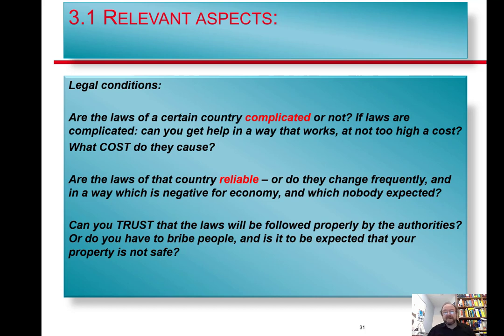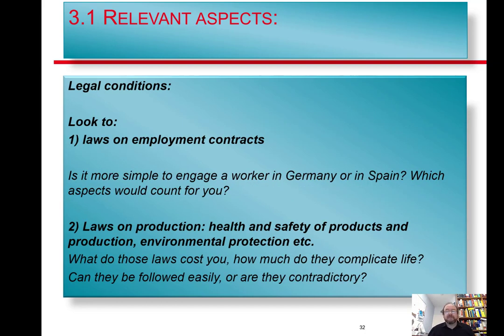If, on the other hand, you have rules where many doubts are still connected, you don't know how a court will understand them when it comes to the worst, then this is not so attractive. All that plays a role, naturally. Laws on employment contracts, you will compare that. Is it simpler to engage a worker in Germany or in Spain? Under which aspects can you dismiss these people?